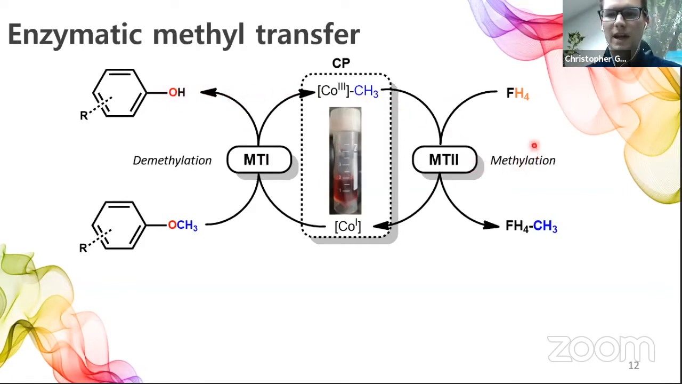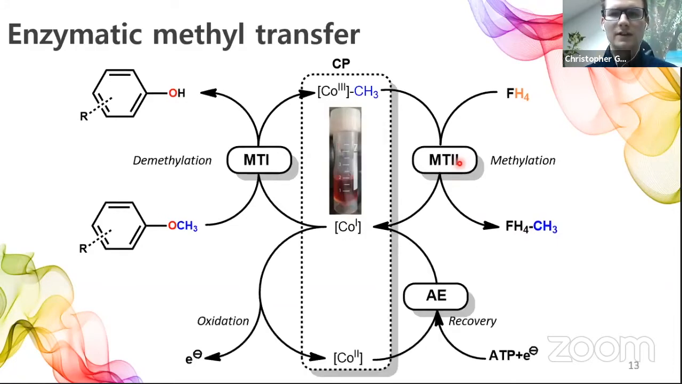On the other hand, we also have the methylation process occurring, taking tetrahydrofolate as a methyl acceptor, leading to the methylated tetrahydrofolate with the methyltransferase 2. If oxygen is involved in the whole system, the active cobalamin 1 can easily be oxidized to the inactive state cobalamin 2, but nature also has a solution. Therefore, we have another enzyme, the activating enzyme, which takes ATP and 1 electron to reduce cobalamin 2 back to its active state cobalamin 1.